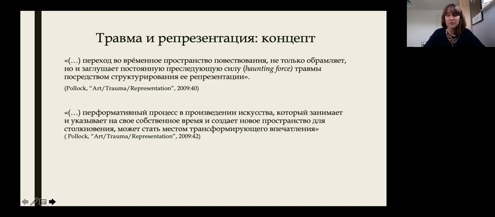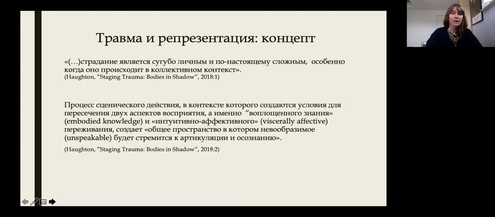She also highlights that there is a symbolic process too, which is caused by a kind of clash with the traces of trauma. And it's the only possibility to not perceive the trauma as a story, as a narrative. She also says that the performative process in an art piece, in my case, performances, which indicates its own time and creates a new space for a clash, can become a place for a transformative impression.